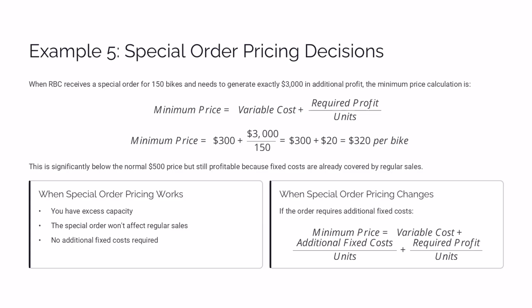The advanced concept that separates exceptional analysts from average ones is understanding price discrimination through CVP. Companies can offer different prices to different segments as long as each segment covers its variable costs and contributes to fixed costs, which is why student discounts, senior discounts, and bulk discounts all make economic sense.